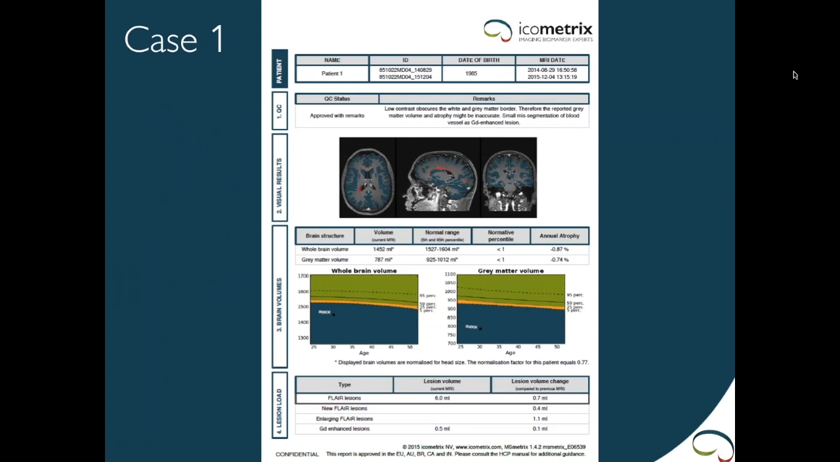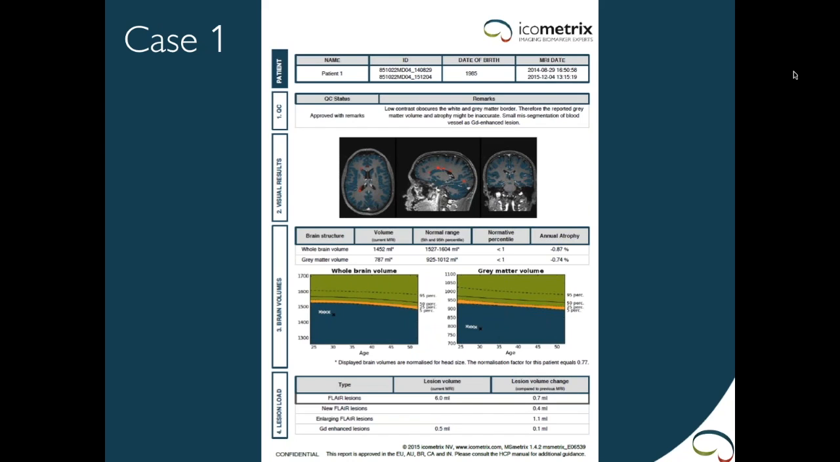We performed a volumetry, which is something very easy to do. I can confirm what Wim told us earlier. It's very easy to send MRIs to icometrix. And as you can see, we saw that there was a very low gray matter volume and low whole brain volume, which influenced us to put the patient on a second-line treatment, on fingolimod.